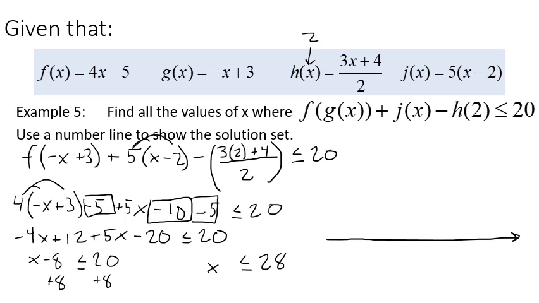And I can show that solution set on a number line. 14 is a factor of 28, so I can go by factors of 14. It can equal 28, and it's everything less than or equal. And there you have it.